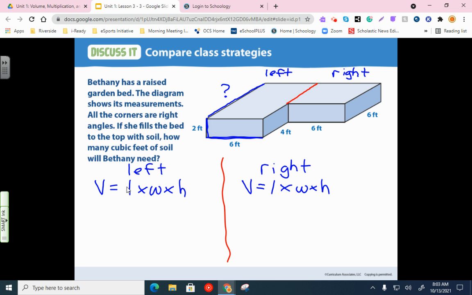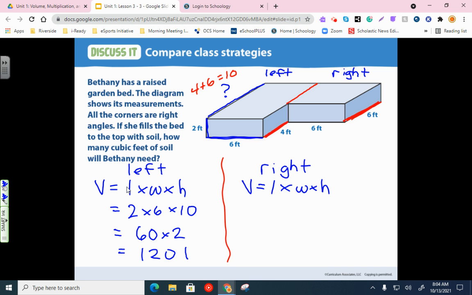I'm going to use a different color here to help point this out. This whole side on the left is a combination of this 4 feet and this 6 feet, if you can picture that. So this is going to be 4 plus 6, and that gives us a measurement of 10. Down here, we plug in our numbers: 2 times 6 times 10. That gives us 60 times 2, and a total of 120 cubic feet. It's important that we do that for each side.